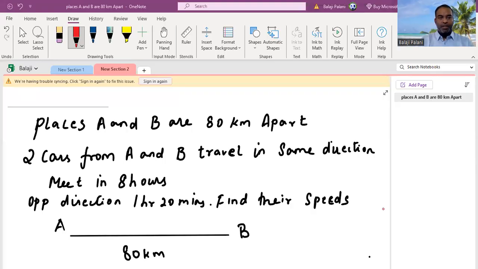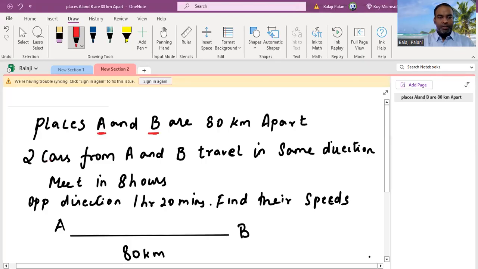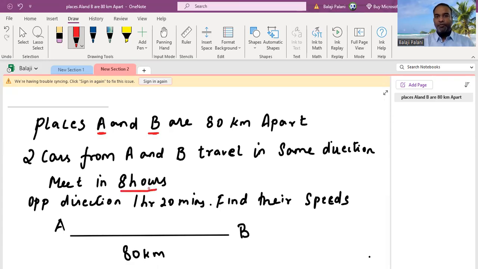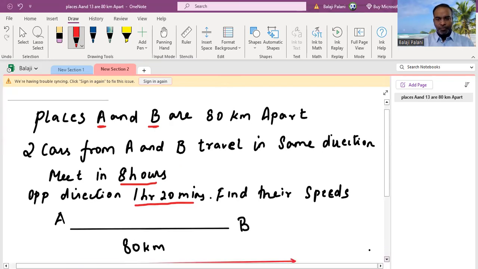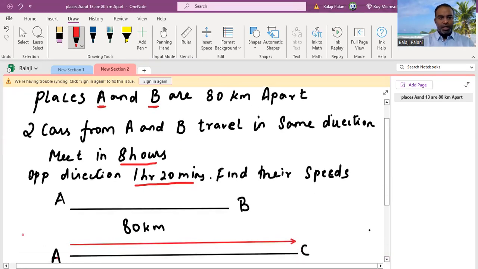Here's the question. Places A and B are 80 kilometers apart. I have made the question like hints. Two cars travel, one from A and one from B. They travel in the same direction. They meet in 8 hours. This is the first hint. If they travel in the opposite direction, they meet each other in 1 hour and 20 minutes. Find their speeds. So, initially when taking the question, I have A here.